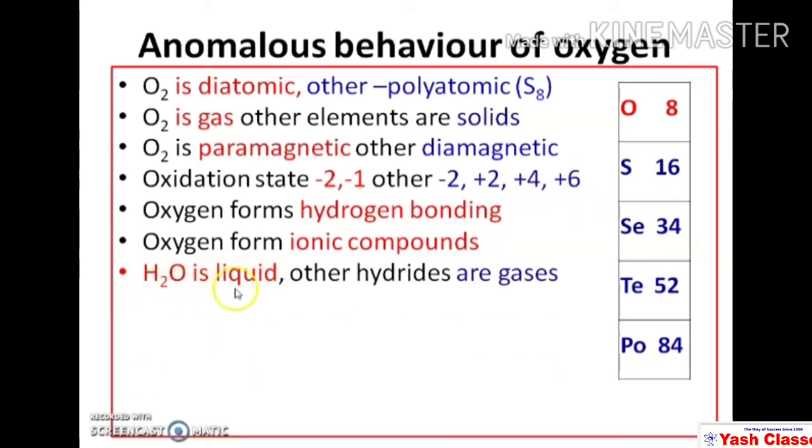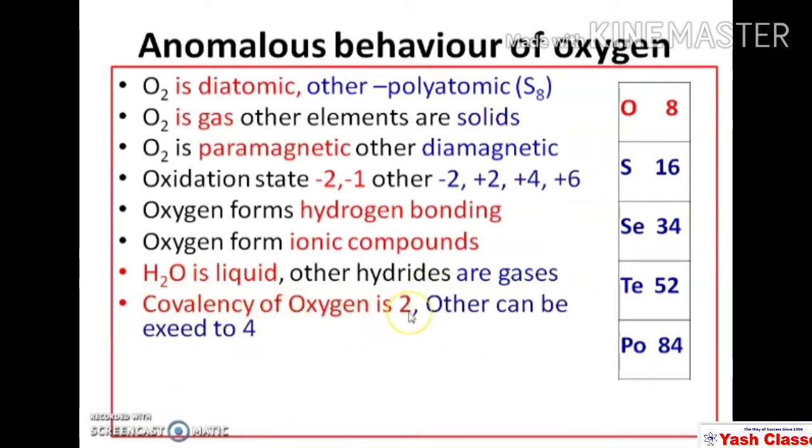Then one of the important hydrides of oxygen is water, H2O. It exists in liquid state, whereas other hydrides of other elements like H2S, H2Se, H2Te, H2Po, that is hydrogen sulfide, hydrogen selenide, hydrogen telluride and polonium hydride, these hydrides are gases. Only the hydride of oxygen, that is water, is in liquid state, whereas other hydrides are gases.